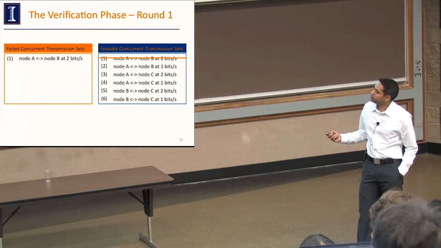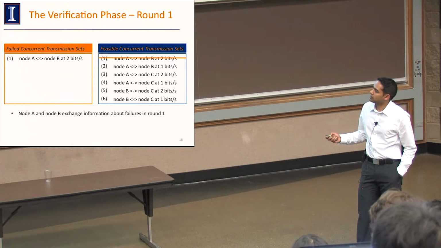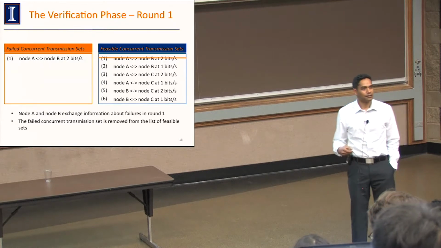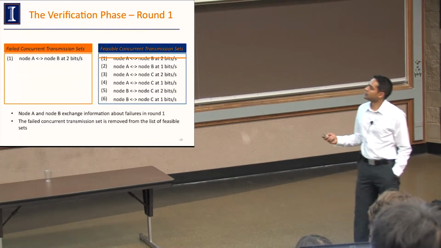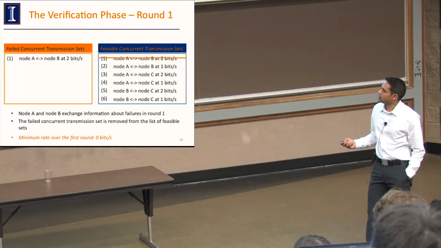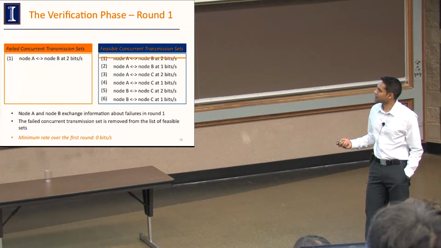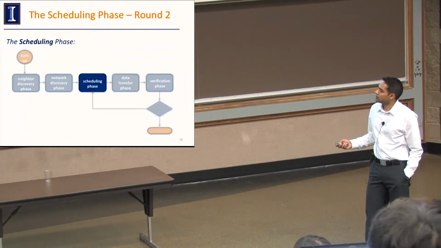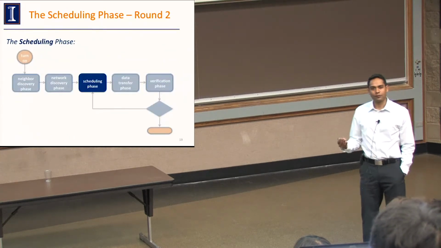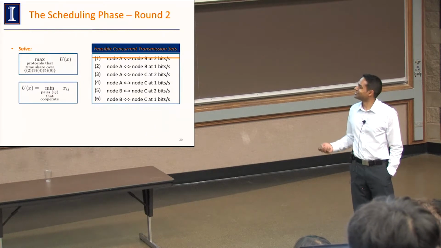And so this concurrent transmission set gets identified as having failed, and it's removed from the set of feasible concurrent transmission sets. And so basically, the minimum rate over that first round is 0 bits per second. So it was not a good round.